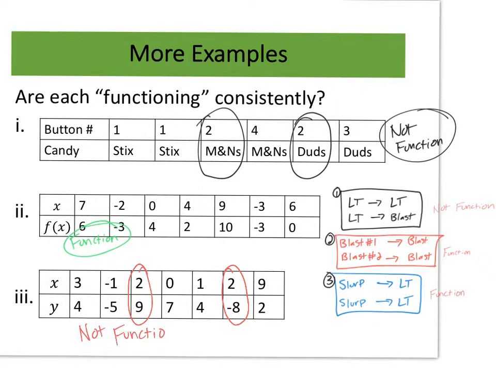Now, what could I do? Let's suppose for just a second that instead of -8, I pushed button 2 again and I got 9. This would now be a function because even though I have the number 2 hit twice, I still get the same output.